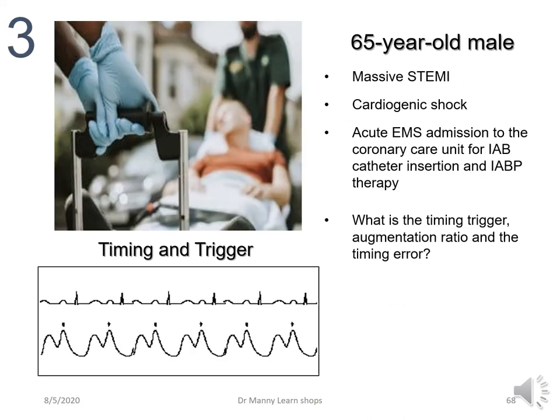Then you've got a 65-year-old male who's had a massive myocardial infarction, ST segment elevation myocardial infarction. He's in cardiogenic shock. He had an acute EMS admission to the coronary care unit for insertion of an intra-aortic balloon catheter and intra-aortic balloon counterpulsation. Look at the ECG and a counterpulsation waveform. What's the timing trigger? What's the augmentation ratio? And is there a timing error?